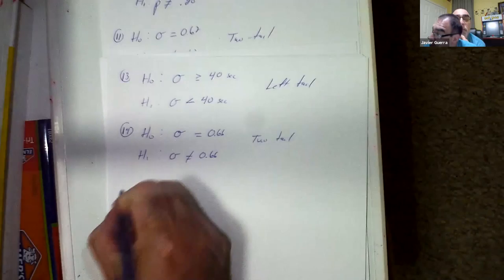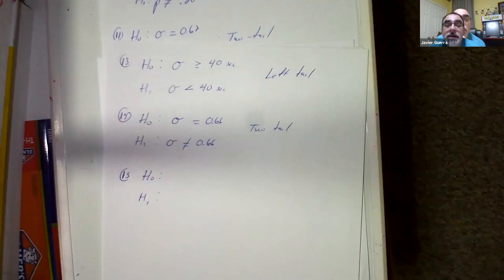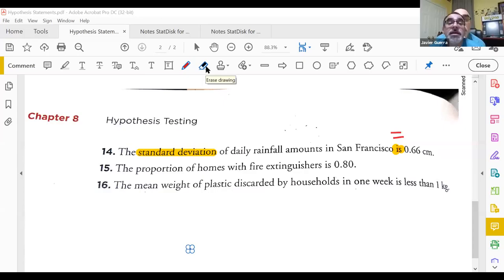All right, 15. Almost there. Let's look at 15, people. Coming, coming. I'm coming. 15. All right, there you go. Oh, there's 16. Son of a biscuit. Where did that one come from? All right, here we go. 15.